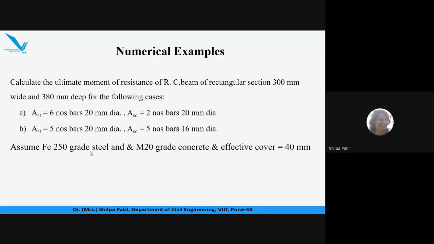The grade of steel given is Fe250 and grade of concrete is M20. Effective cover is also given as 40 mm. And the depth of the section, whatever is given, you have to consider as the effective depth. It is not the overall depth. Okay, it is effective depth. So quickly write down this problem statement, then we will solve the example.